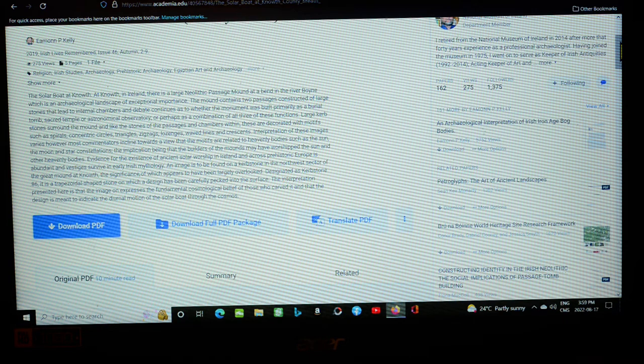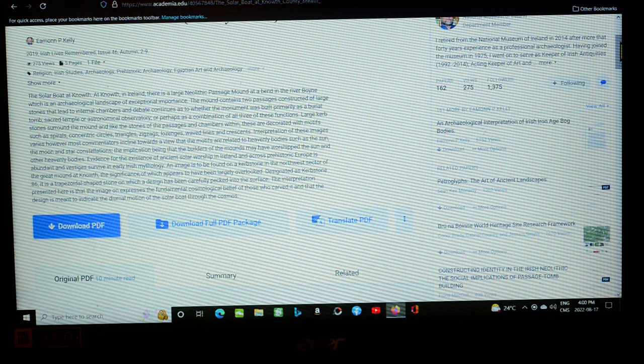Large curbstones surround the mound, and like the stones of the passages and chambers within, these are decorated with motifs such as spirals, concentric circles, triangles, zigzags, lozenges, waved lines, and crescents. Interpretation of these images varies. Maybe a comma wouldn't hurt there. However, most commentators incline towards the view that the motifs are related to heavenly bodies such as the sun, the moon, and star constellations, the implication being that the builders of the mounds may have worshipped the sun and other heavenly bodies.